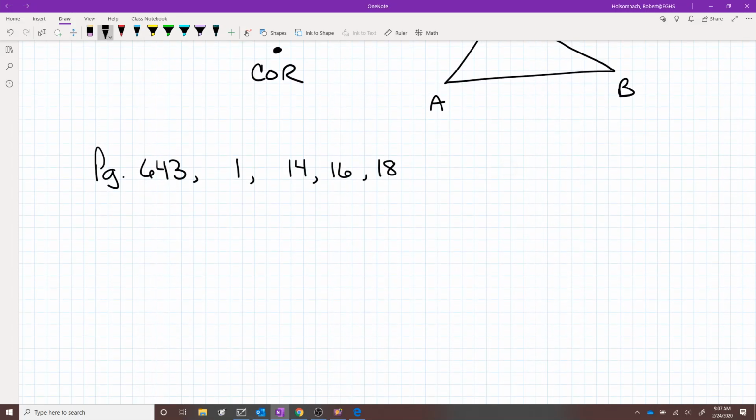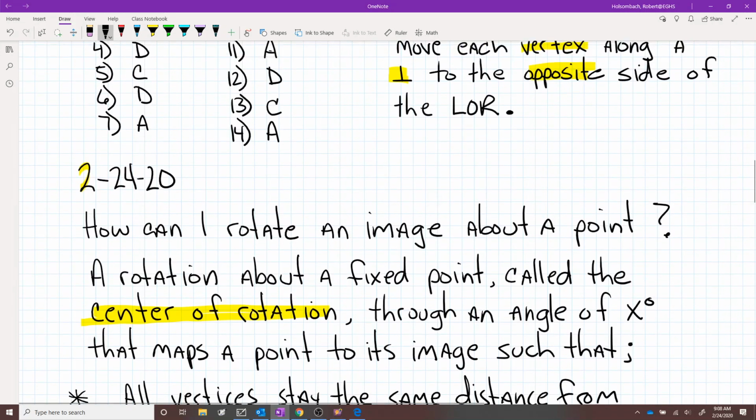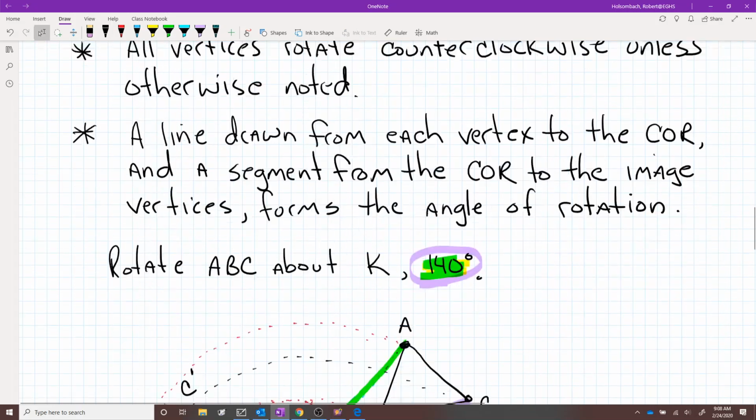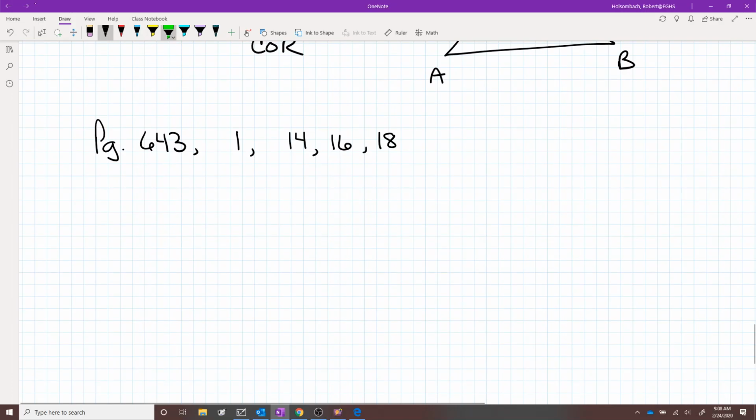No, you just have to do number 1, and then 14, 16, and 18. And then what I want you to try to do up here at the beginning, this was your essential question for today. I want you to do those practice problems, and then I want you to answer the essential question.